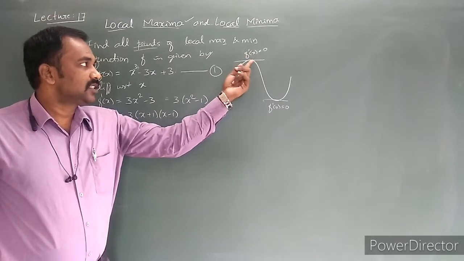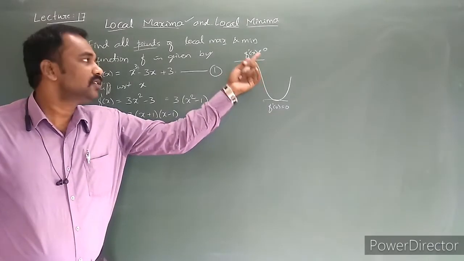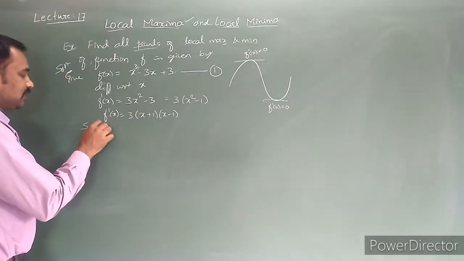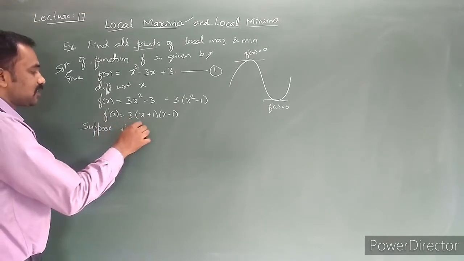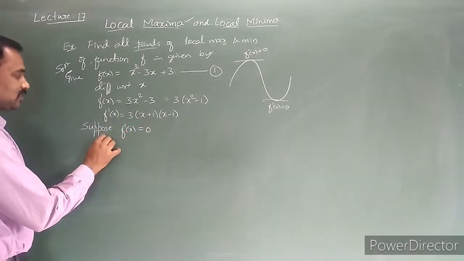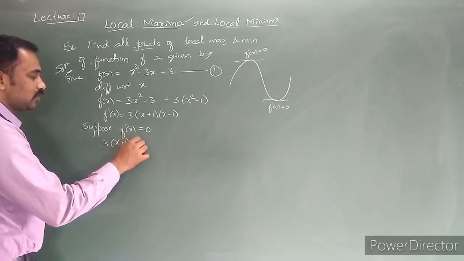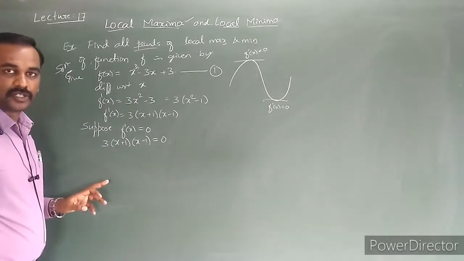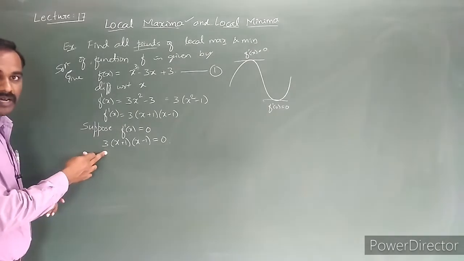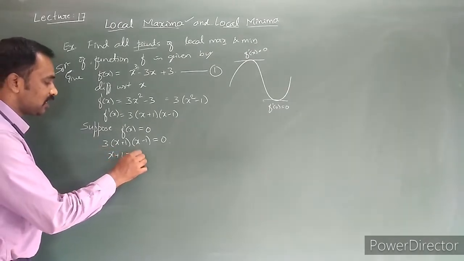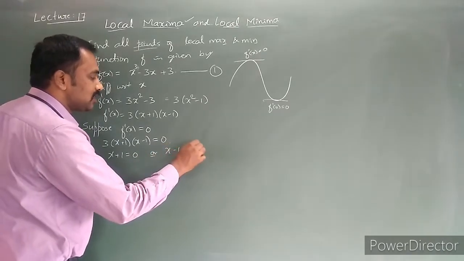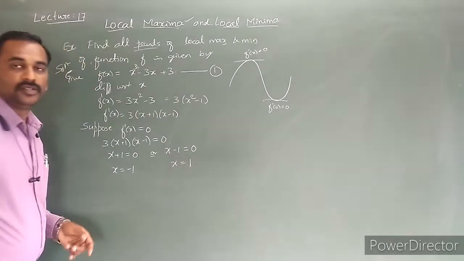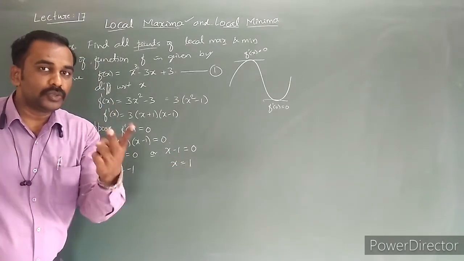So f dash of x must be equal to 0. That means we need to find the critical points. How to find them? Suppose f dash of x is equal to 0, which means 3 into x plus 1 into x minus 1 is equal to 0. A product of numbers is 0 when any one of them is 0, and 3 never becomes 0. So either x plus 1 is equal to 0 or x minus 1 is equal to 0, which means either x is equal to minus 1 or x is equal to plus 1. Here we have 2 critical points.